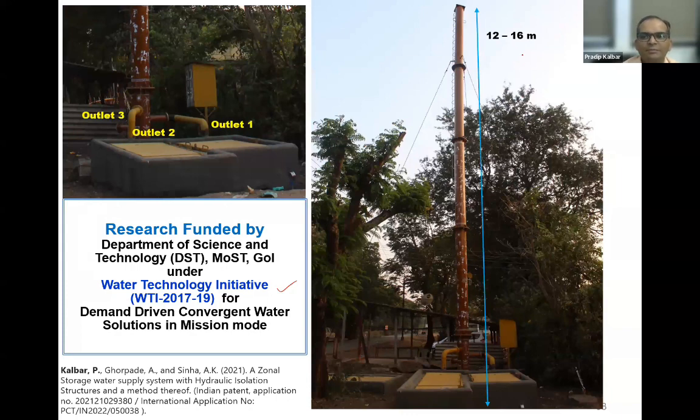Shaft height can be 12 to 16 meters, and you can even construct up to 20 meters or more. And outlets, we can keep 1, 2, 3, 4 outlets. This outlet 3 is for future purpose, so you don't have to do everything new again. You have another outlet available.